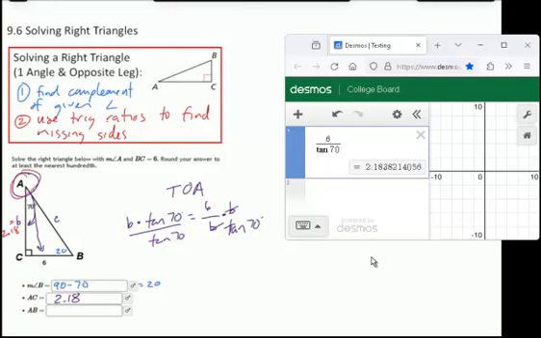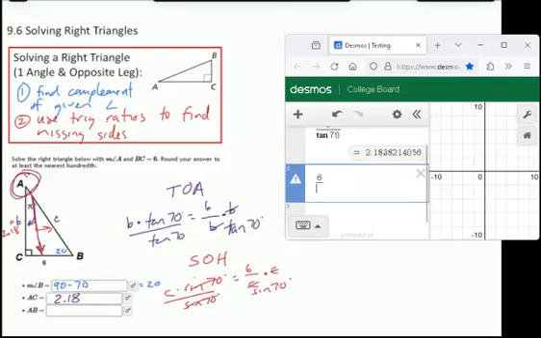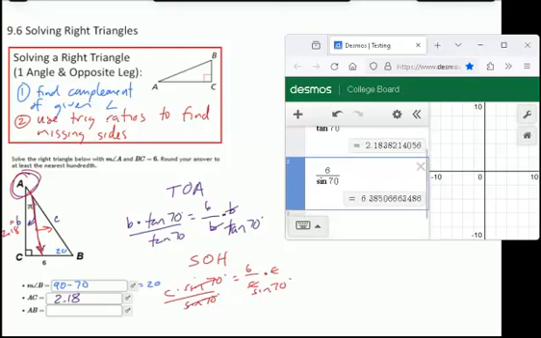So if I take A, I have a known opposite and an unknown hypotenuse. Opposite and hypotenuse are related by SOH. And so I can use the sine ratio of 70 degrees is equal to opposite, which is 6, over hypotenuse, which is C. Do the same thing. Multiply both sides by C, isolate that C by dividing both sides by the sine of 70. And so my answer winds up being 6 divided by the sine of 70. And when I do that, I get my final answer, which is 6.39 approximately.